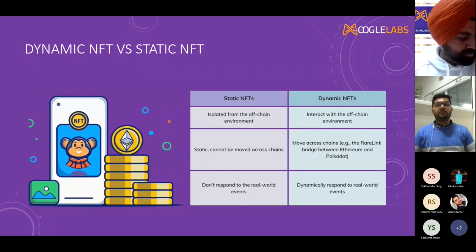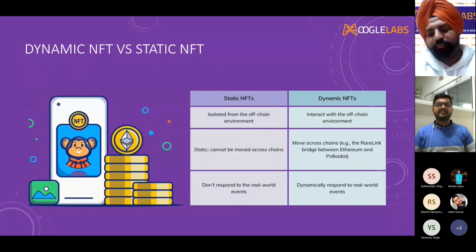As we all know, OpenSea is the biggest marketplace out there. It was launched in 2017. Since 2017, in the initial stage, they used ERC721 tokens, so they started with static NFTs. Since two years back, dynamic NFTs have come into the market.